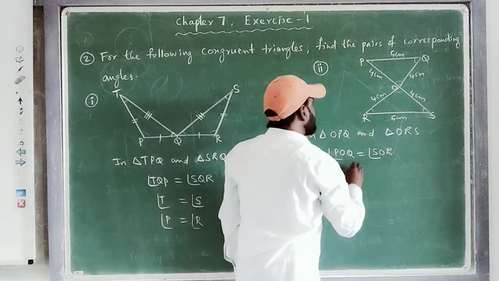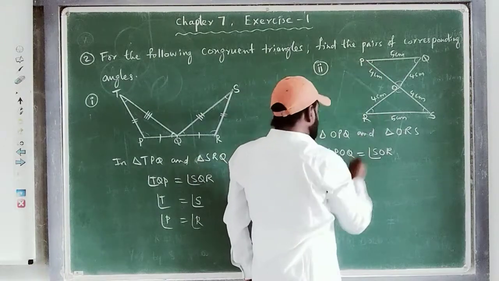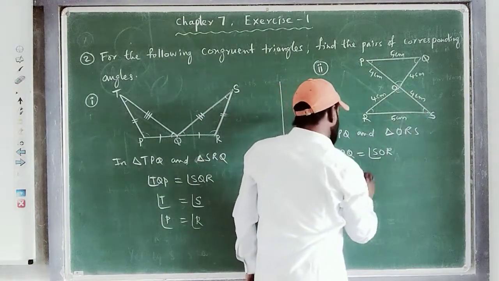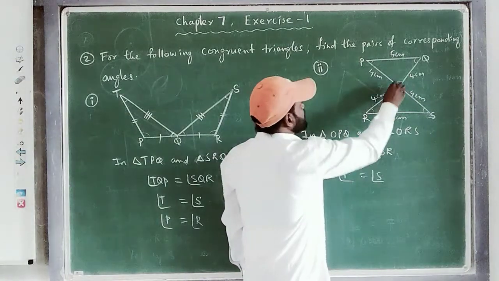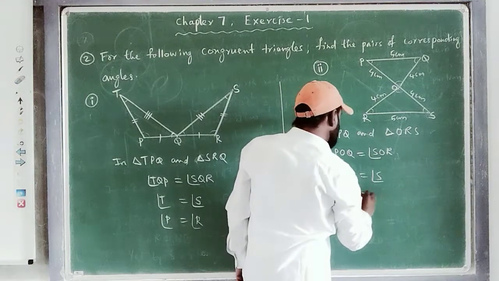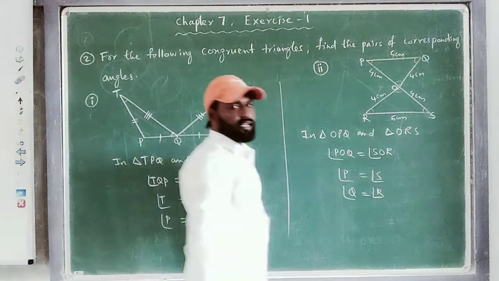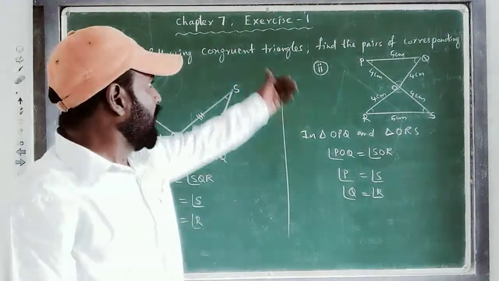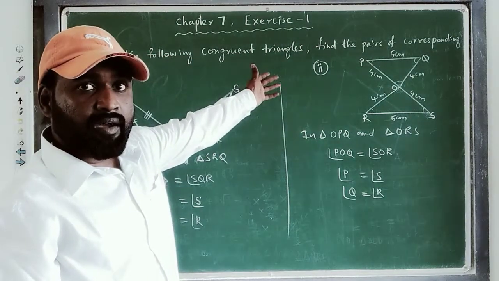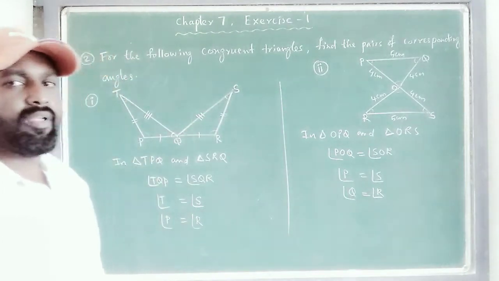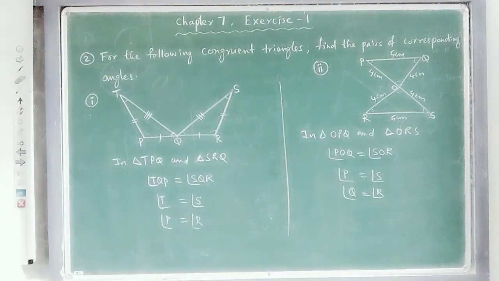Next, angle P is equal to angle S. Next, angle Q is equal to angle R. These are the corresponding angles in both the triangles. So as the triangles are congruent, the corresponding angles are equal. Hope you all understood. So let us move on to the next question.